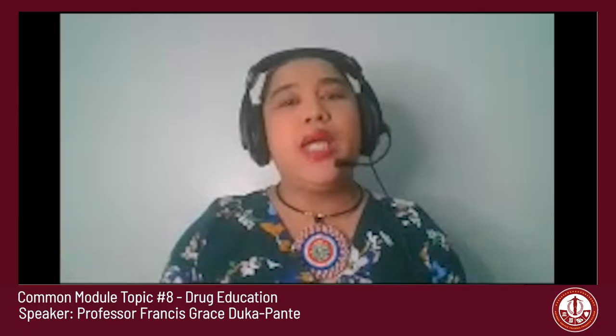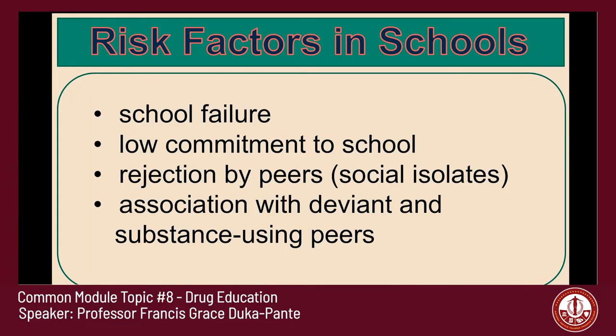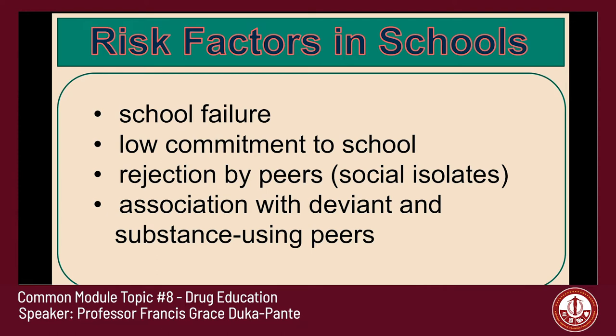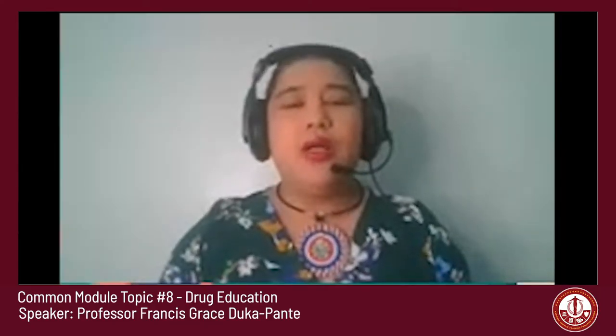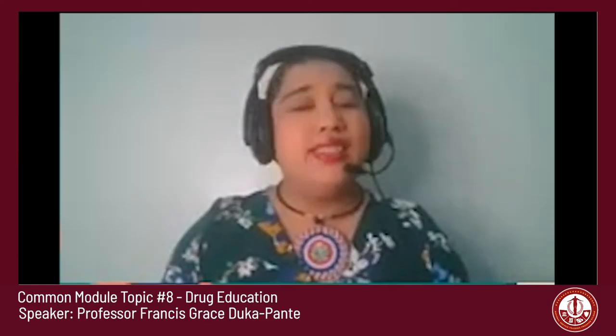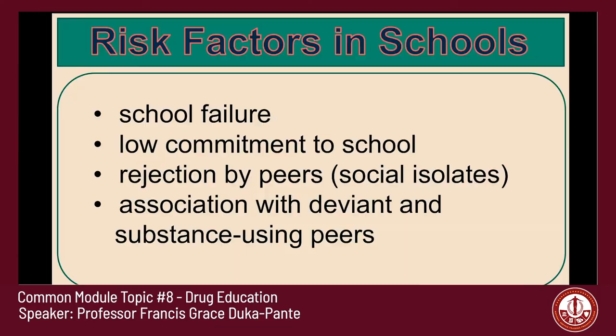So in general, these are the risk factors, but if we look at risk factors in the school setting, it includes school failure. So if you are having academic problems, or if you have low commitment to school, very low motivation, especially now that we're going to do remote learning, if you have difficulty committing to schoolwork, then that is actually a risk factor. Also for those who are social isolates or who are being rejected by peers, there's association with deviant and substance-using peers. In general, these are risk factors in the school setting.